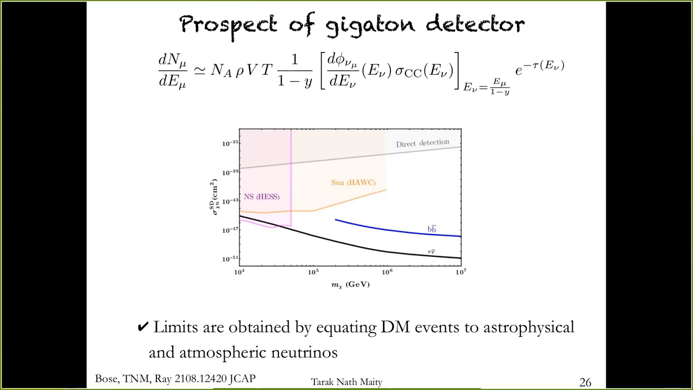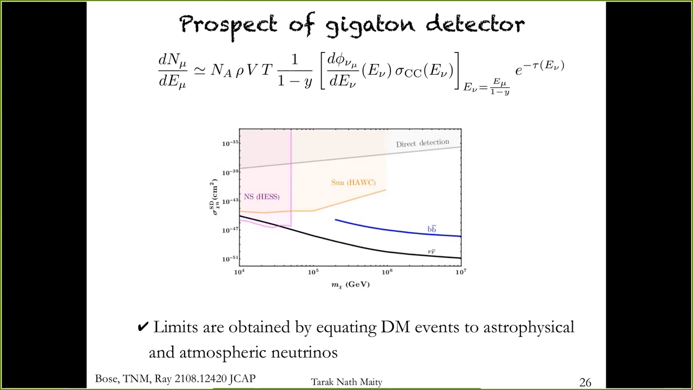But for the other interaction, it would produce a cascade-like signature, but the angular resolution of the cascade is not very good. So that's why we have taken into account this track-like signature over here. And we are looking at a very narrow region in the sky, so around the galactic center.